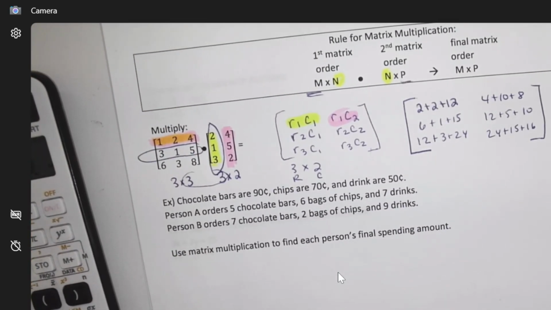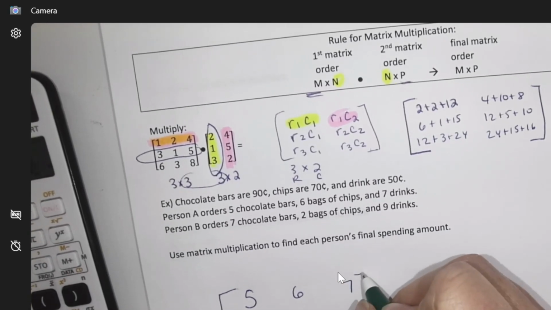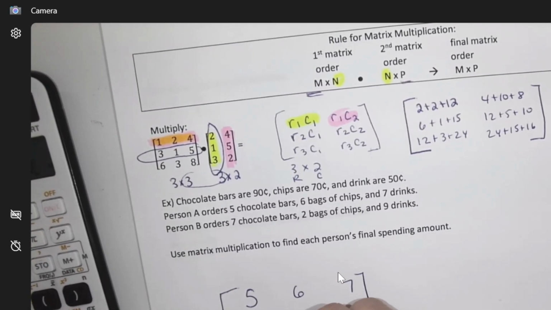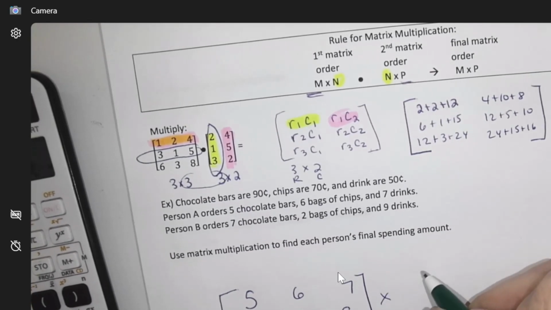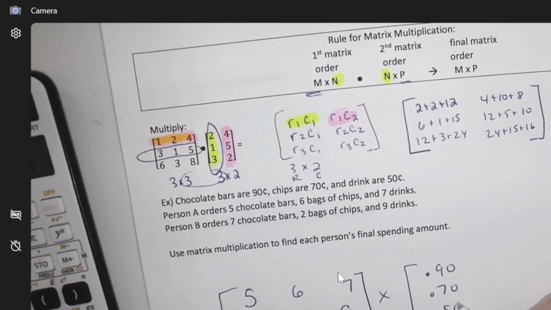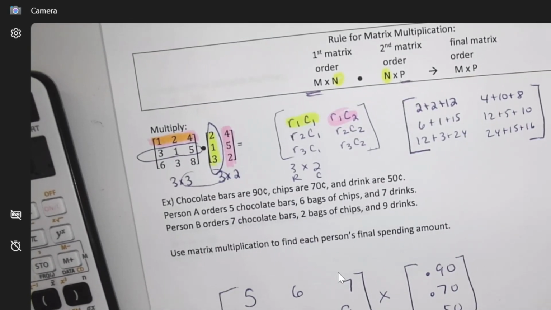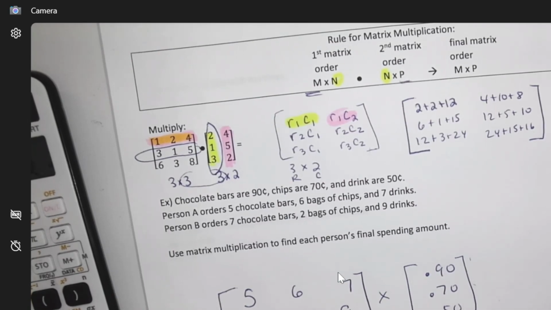Okay, I want you to set this last example up very similar to our wins, ties, and losses. Okay, so order A has 5 chocolate bars, 6 chips, 7 drinks. And then B did 7 chocolates, 2 chips, 9 drinks. And then there's the cost of chocolate, chips, drinks.